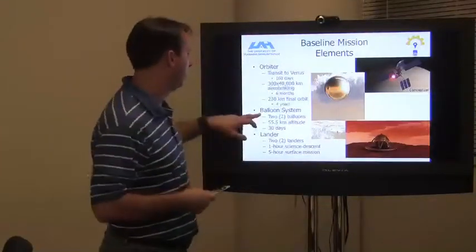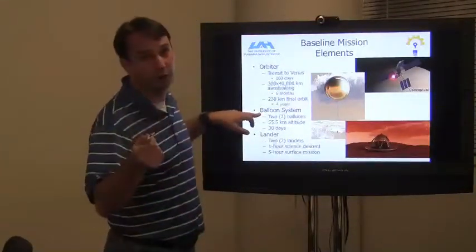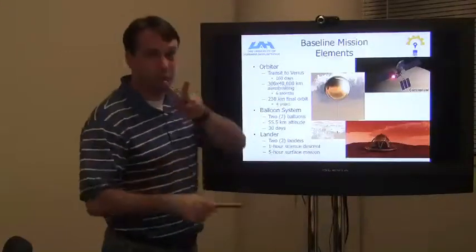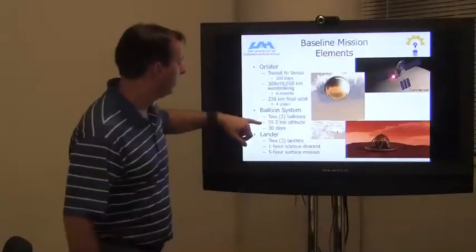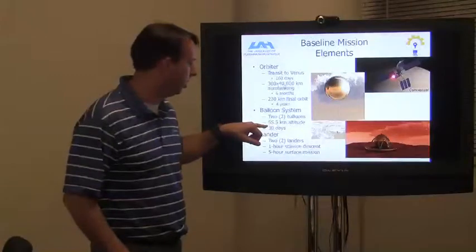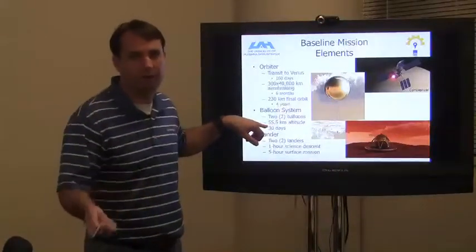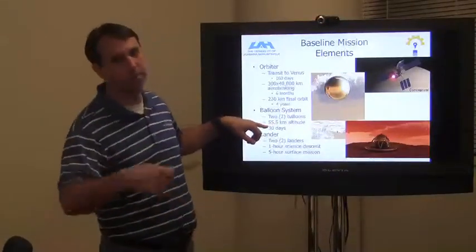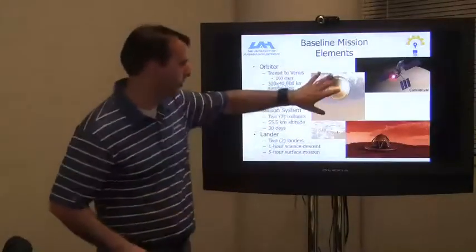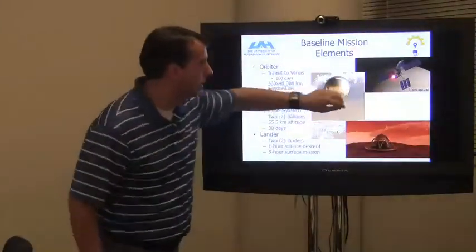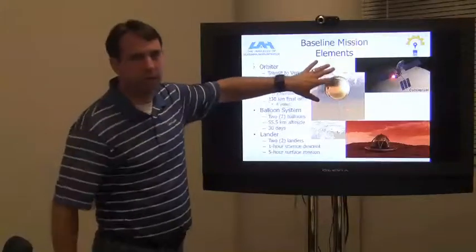years. There's going to be a balloon system. There's actually going to be 2 balloons going around Venus. These balloons are going to drop to an altitude of 55.5 kilometers, so between 50 and 60 kilometers, basically. And they're going to float. This is the picture of the balloon. This is the orbiter, by the way. This is the balloon. These are just renderings of it.